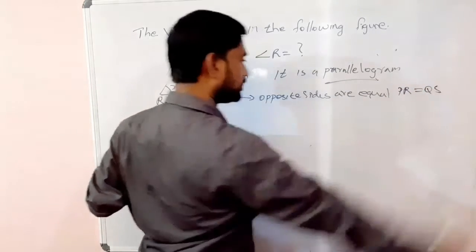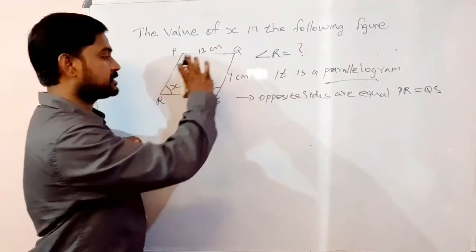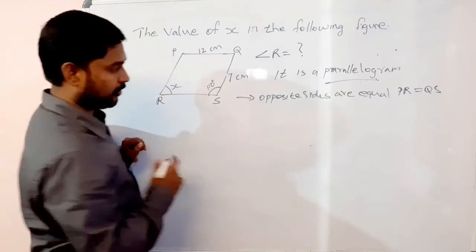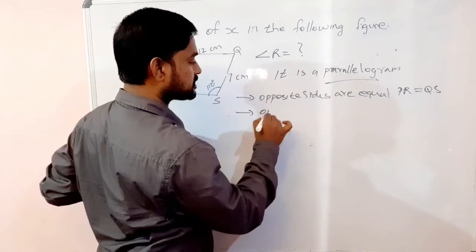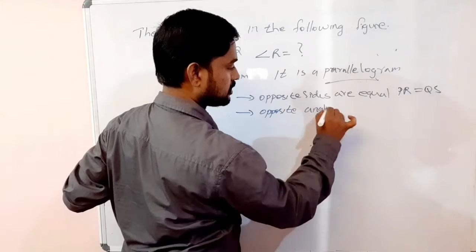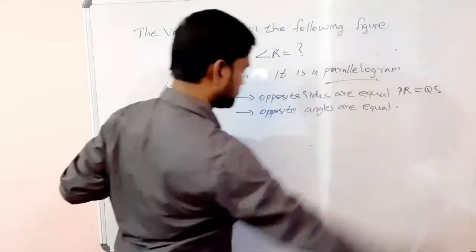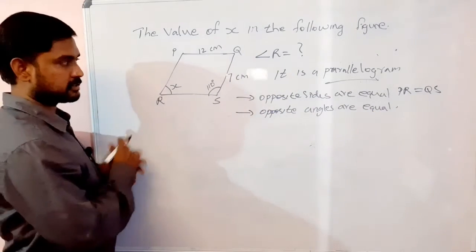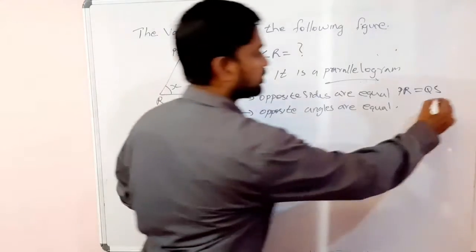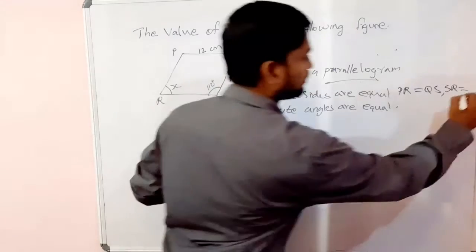Why is PR equal to QS? Because this is a parallelogram. Parallelogram means keeping the same distance between the sides. And the second point: opposite angles are equal. Not only PR and QS, we know that SR and PQ are also equal. That also we can mention here. SR is equal to PQ.